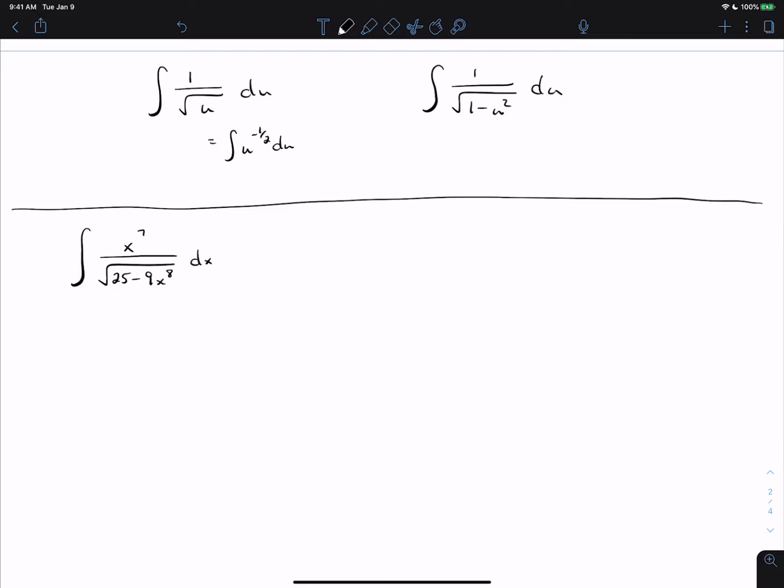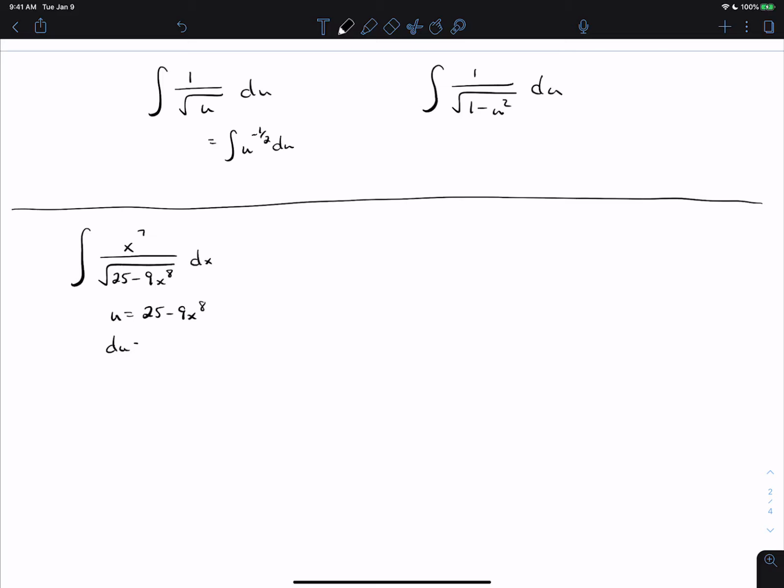Okay, so if I have x to the 7th over the square root of 25 minus 9x to the 8th, then again, the two forms that it basically resembles are 1 over the square root of u and 1 over the square root of 1 minus u squared. So the first thought is, let's try to do 1 over the square root of u. If we do that, u is going to be the entire inside of the square root, which is 25 minus 9x to the 8th.